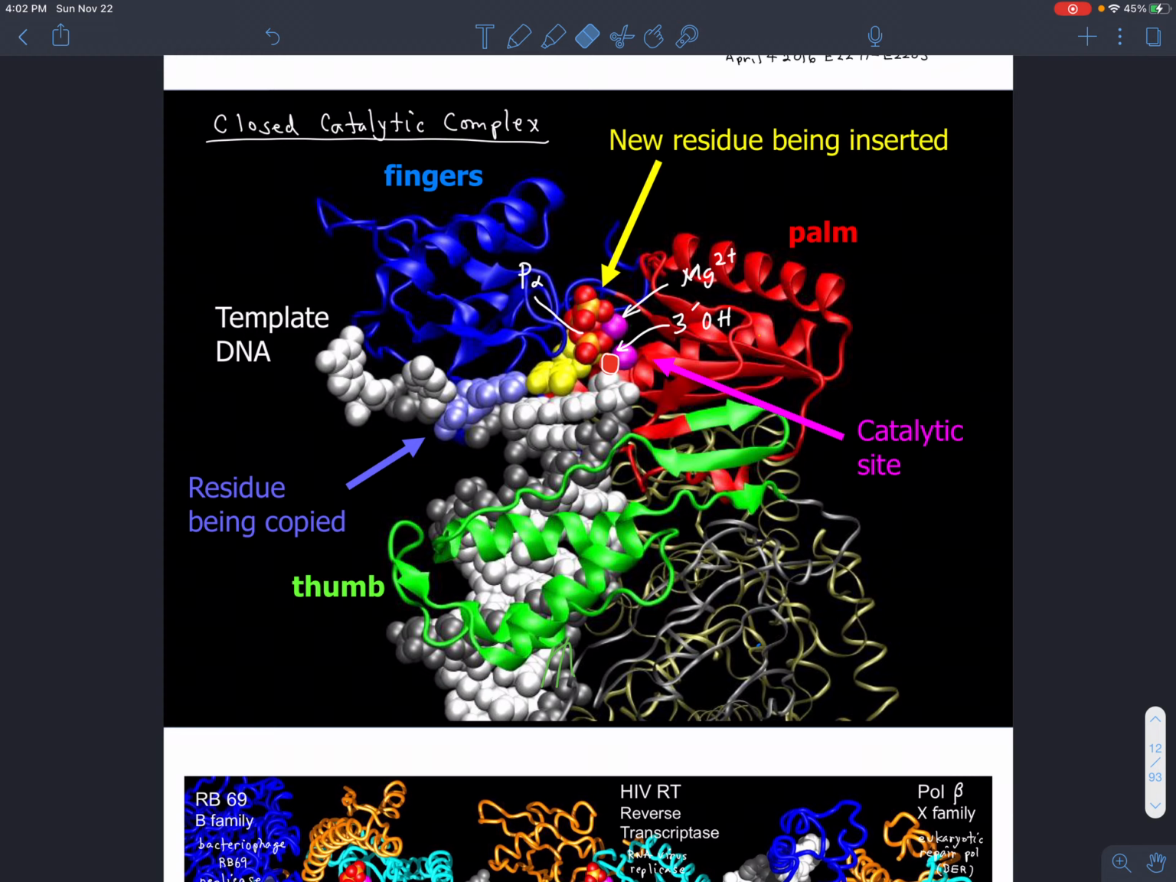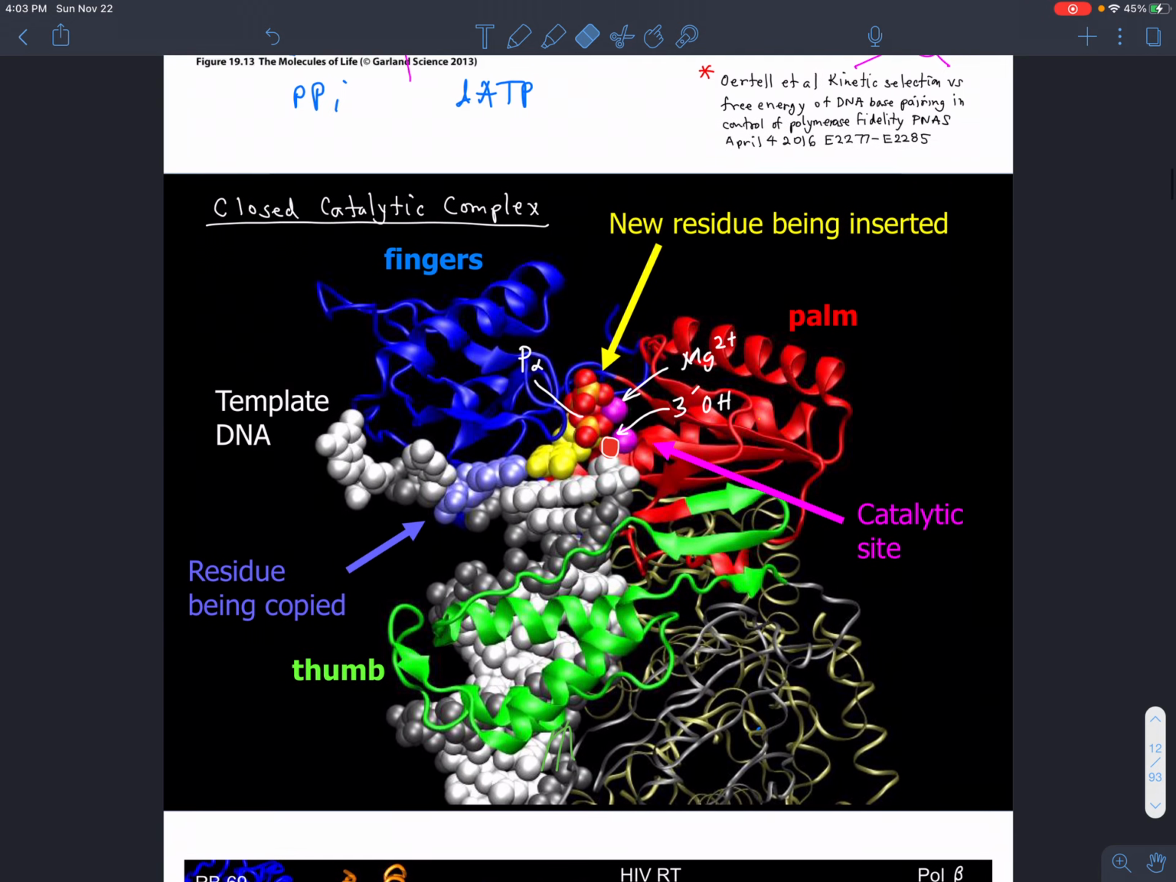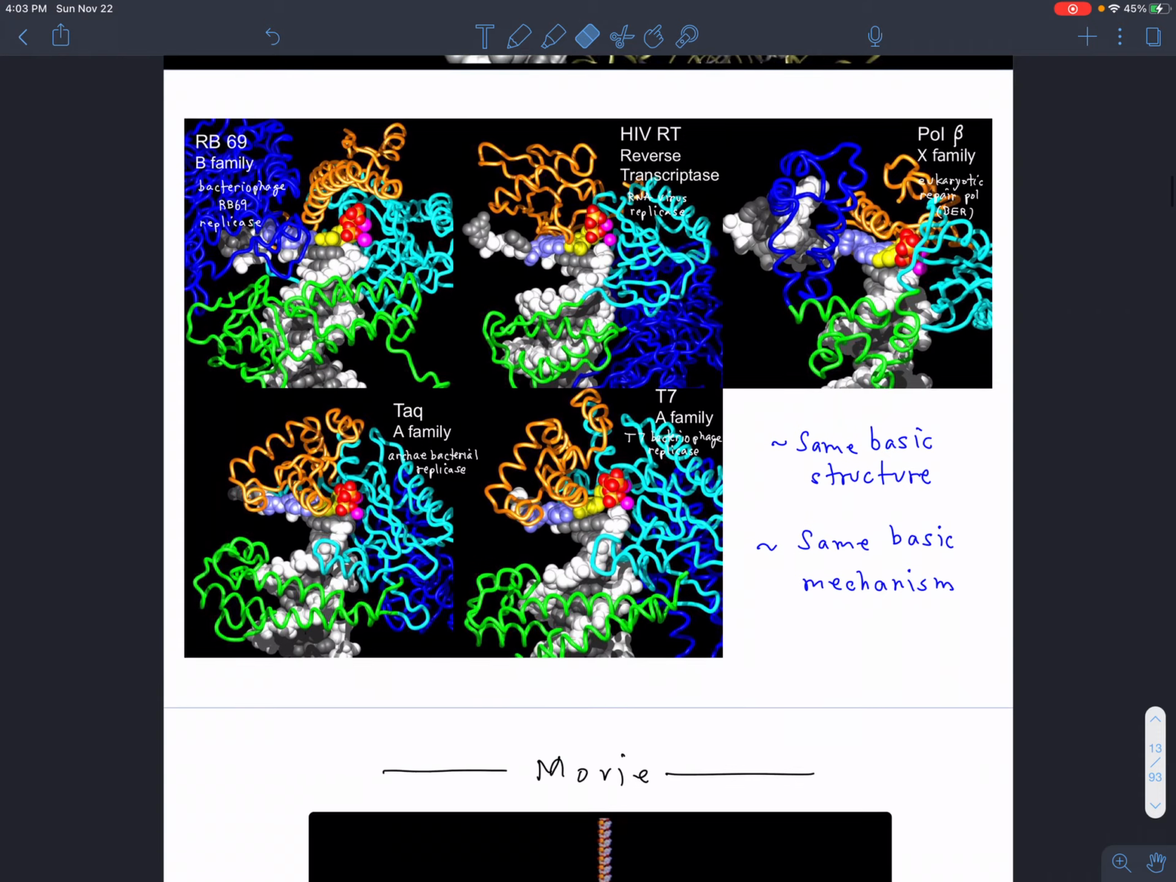Remember the thumb, palm, fingers. Remember that the thumb is bound in the minor groove. Remember that the palm has got those two catalytic magnesiums, and remember that the fingers is the hatch that opens and closes to clamp down and form the tight catalytic complex. All right, that's the way.